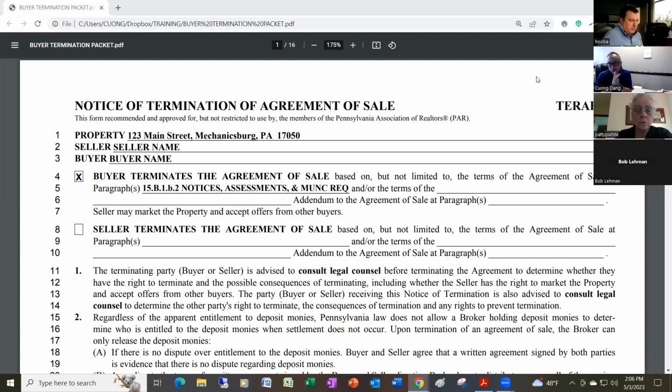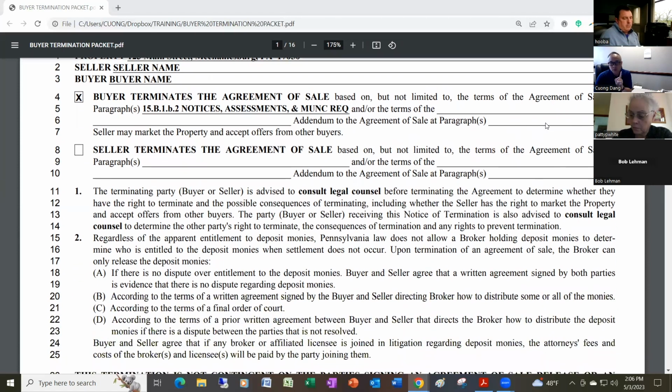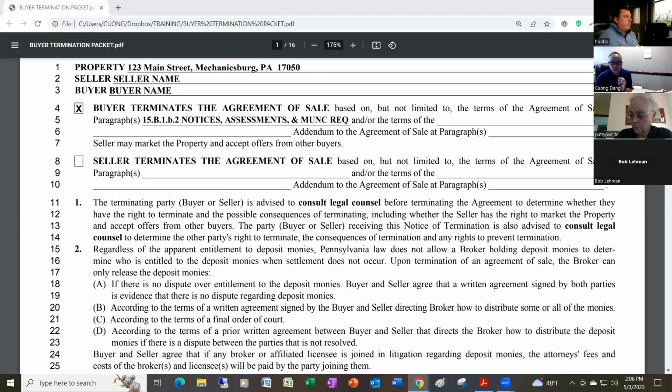Now, just remember, it only takes one party to terminate. You don't have to have both parties to terminate. You only need one person to terminate, and it's either the buyer or the seller. So in this case, the buyer is terminating in my example here.